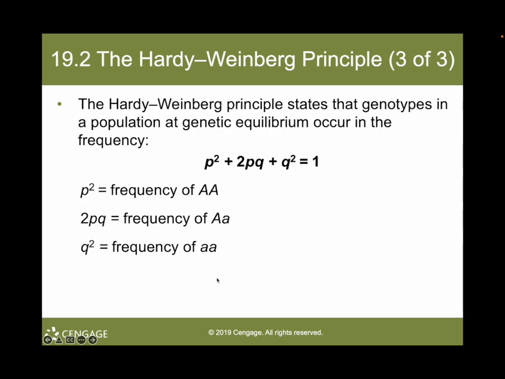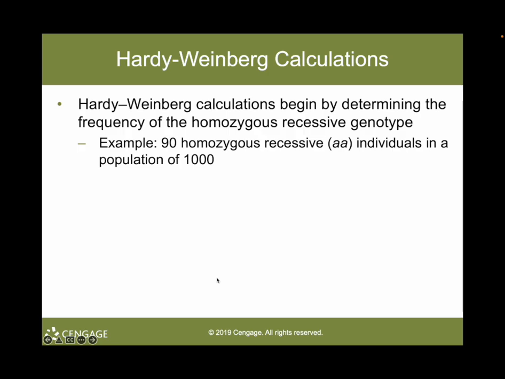Please rewind this if I'm going too fast. I apologize if I'm going a little fast. This can be found in your textbook on page 408. In this example, it says Hardy-Weinberg calculations begin by determining the frequency of the homozygous recessive genotype. There again, it tells you to always find Q first. So we're going to begin with finding that Q squared.